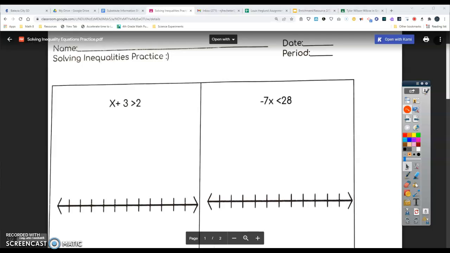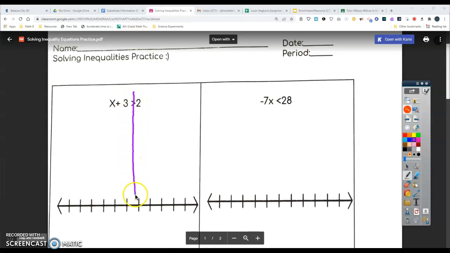I want to go over this because I think we had a little bit of a roadblock with solving inequality equations. So right here, we're going to look at solving inequality equations and being able to graph them on a number line. So let's do a quick review. All right, so I'm going to get my pen and we're going to go through this. Remember, it's just like solving a regular equation with an equal sign, and I'll show that to you.